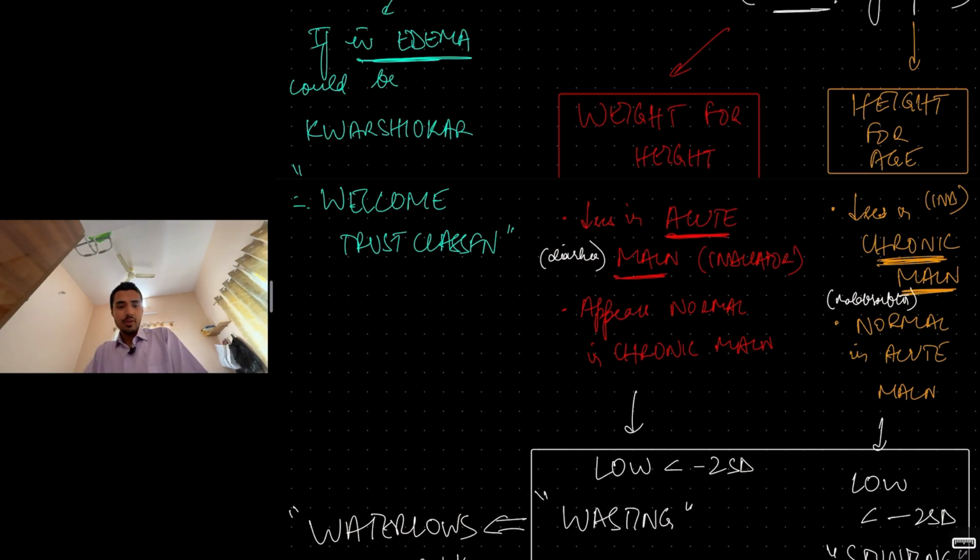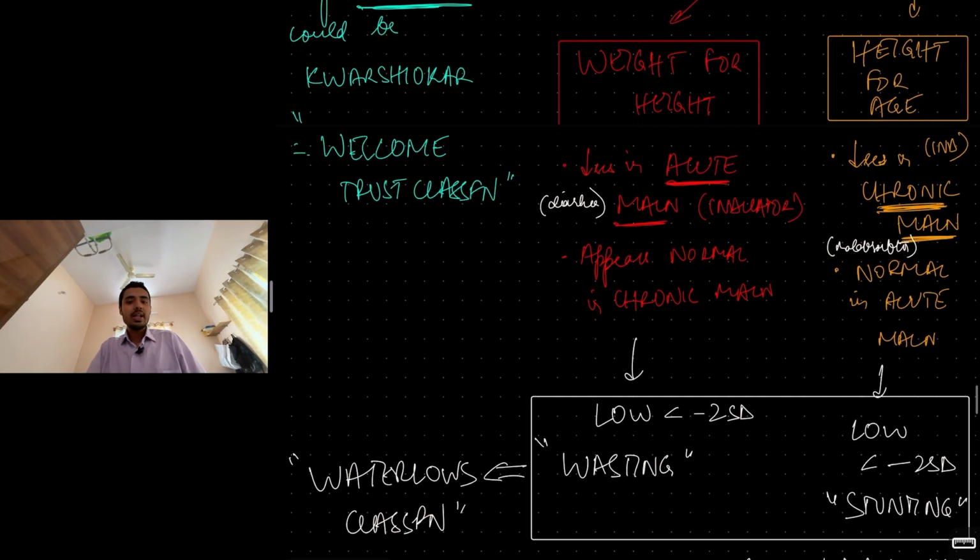Whereas height for age, height will decrease in chronic malnutrition. Chronic malnutrition, child will not grow in height. So height for age will be less. So height for age is the best indicator for chronic malnutrition. Weight for height in chronic malnutrition will appear normal. Why is that? Because weight is reducing because of acute malnutrition. And in chronic malnutrition, we know that height is reducing. So in chronic malnutrition, weight will reduce. Correct. Weight will reduce in any malnutrition.